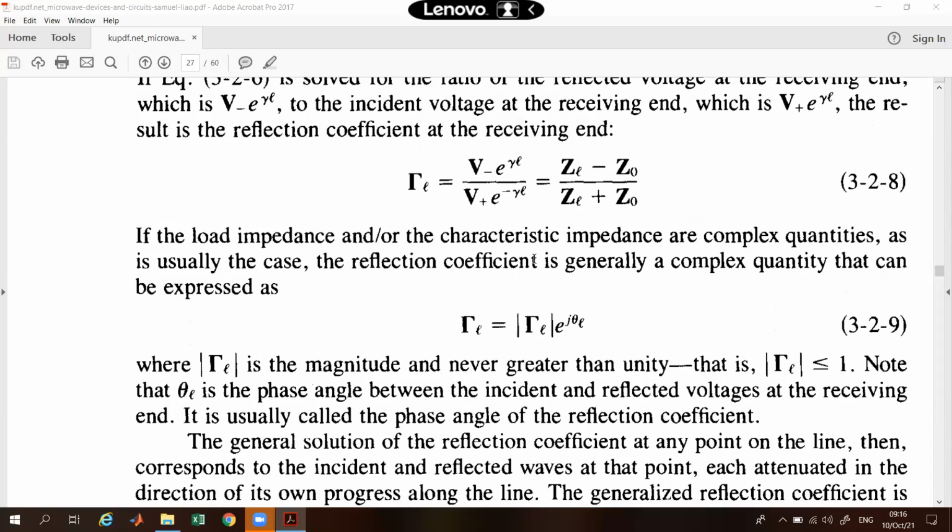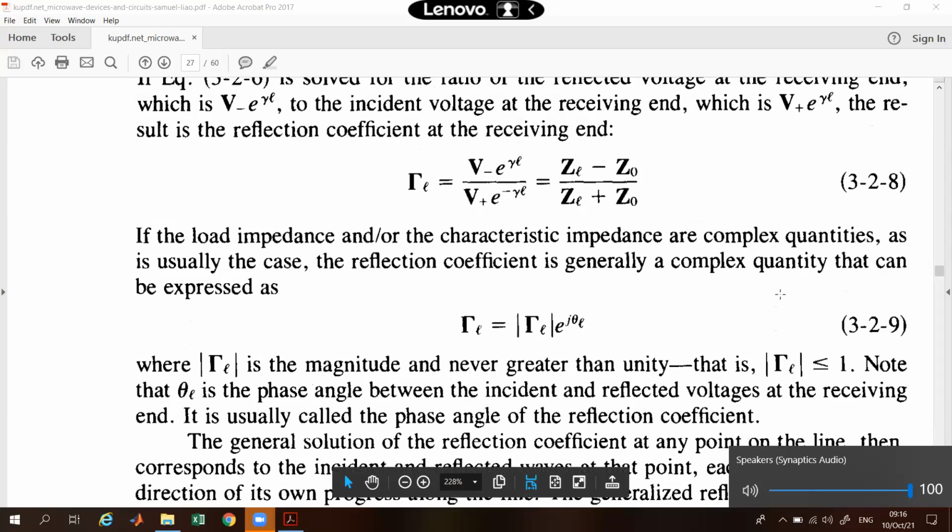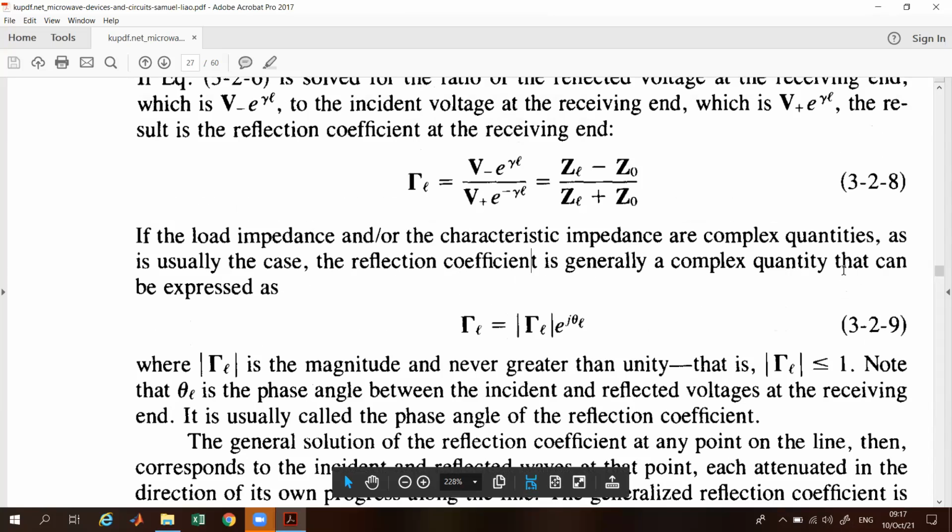The load impedance and/or the characteristic impedance are complex quantities, as is usually the case. The reflection coefficient is generally a complex quantity that can be expressed as a magnitude and a phase, where the magnitude is always less than unity. That is, the magnitude of it is always less than or equal to 1.